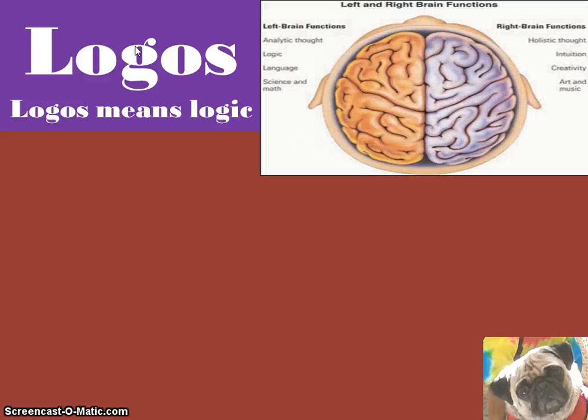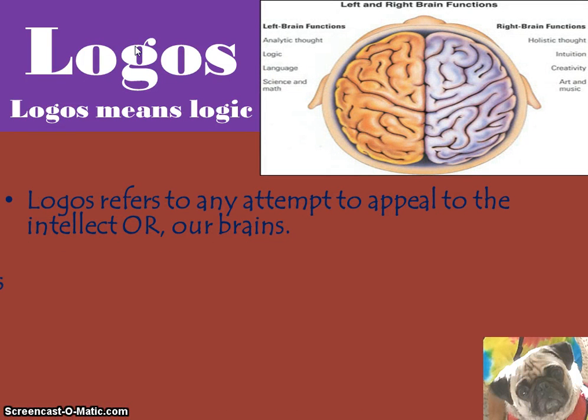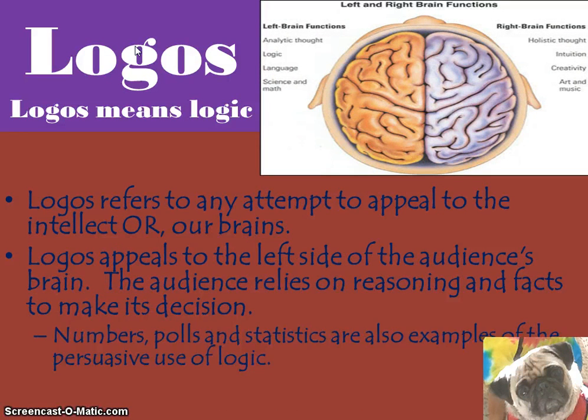You want to pay attention to the third and final method of persuasion, which is logos. Logos means logic, and it refers to any attempt to appeal to the intellect or our brains. Logos appeals, if you can believe this or not, to the left side of the audience's brain or the reader's brain. The audience relies on reasoning and facts to make a decision.